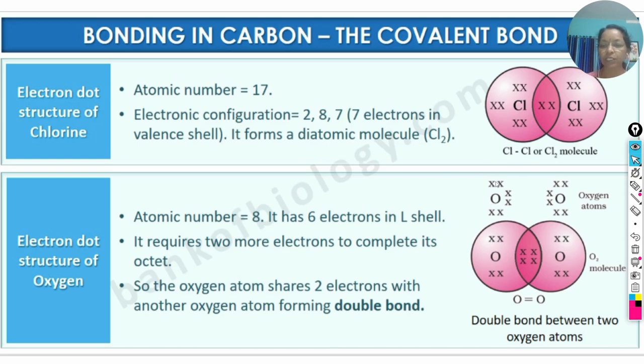But now coming to the case of oxygen, it has 6 electrons in the last shell, so it will need 2 more electrons. So it will share 2 electrons. Both oxygen atoms contribute 2 electrons for the bond formation, and 2 pairs of electrons are shared. That means 2 bonds, a double bond. So oxygen forms a double bond with the other oxygen, forming the oxygen molecule. Why double bond? Because of sharing of 2 pairs of electrons.